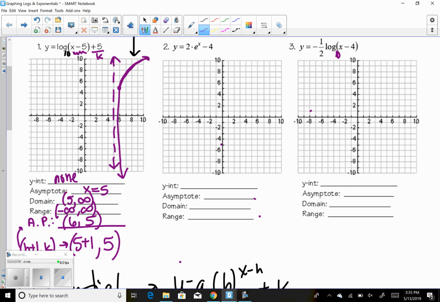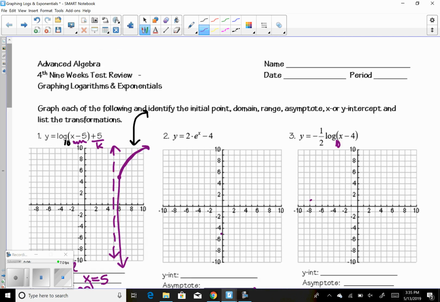So it's going to be growth. Originally, it would take on this shape right here, right? But do you notice there's that negative in the front? That's an x-axis reflection. So it's going to take this growth and flip it down here. So that's what my final graph is going to look like right here. It's a reflected logarithm.